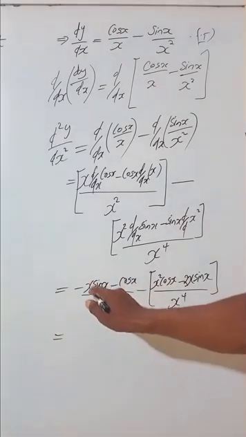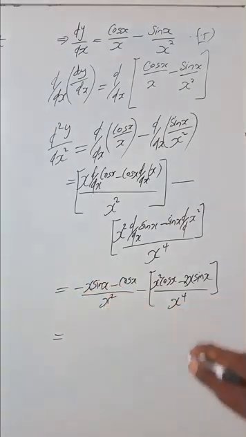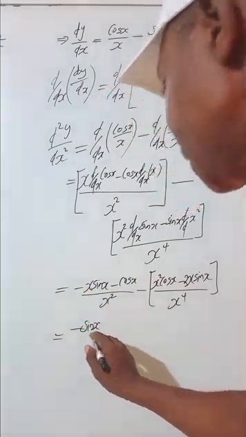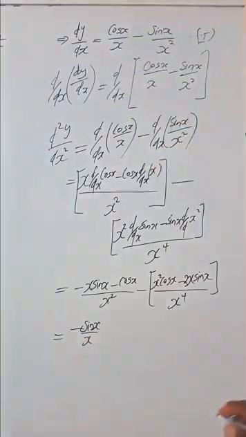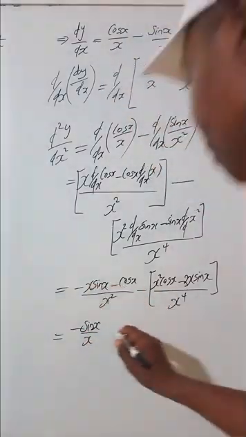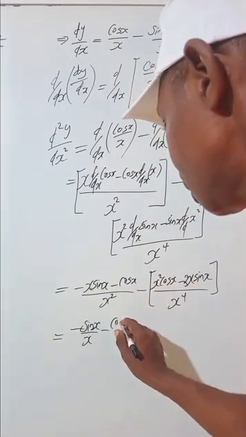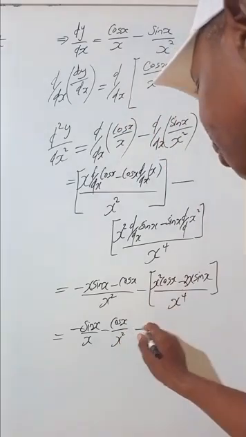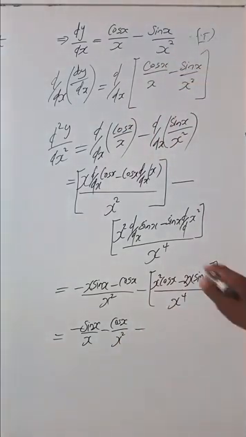So the first one will be minus x sine x divided by x squared. This will give us minus sine x, and I will divide by x, because one x we have cancelled with that x on the numerator. Then minus, this one is cos x over x squared. Then we have the minus again. Now let me remove the square bracket because we're finished differentiating.